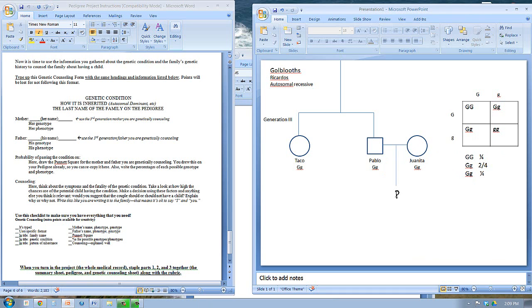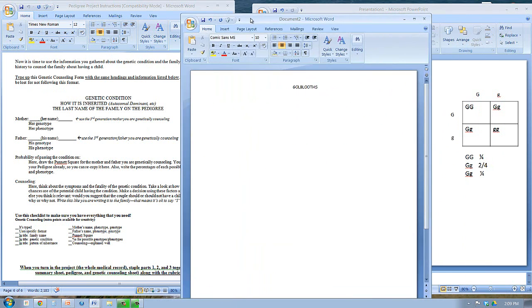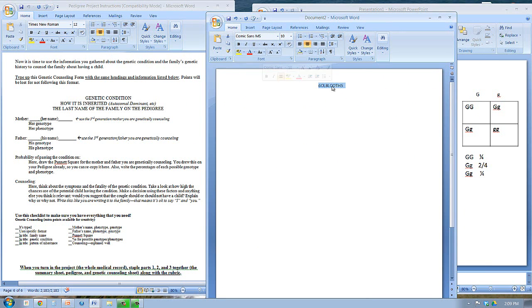And this couple is the one that I'm counseling, so I just did a drop down with a question mark. So if you come to your information page, I'm going to have to work back and forth between all these pages. Up at the top, you put the genetic condition, so I put Goldbluths. How it's inherited, mine was autosomal recessive. The last name of the family was the Ricardos.